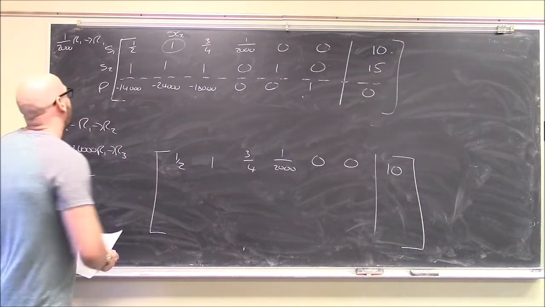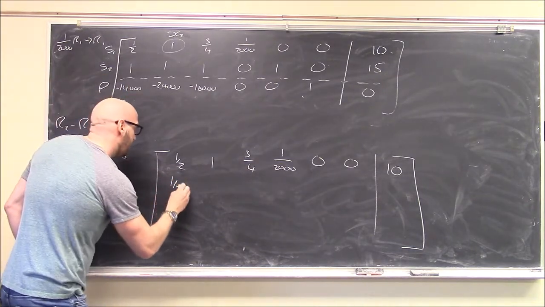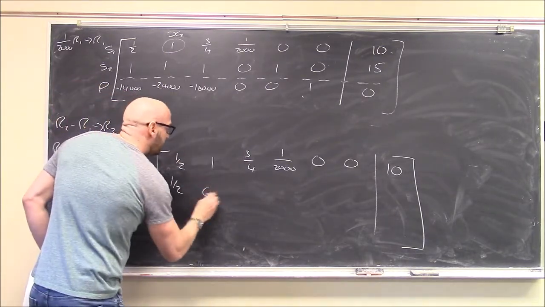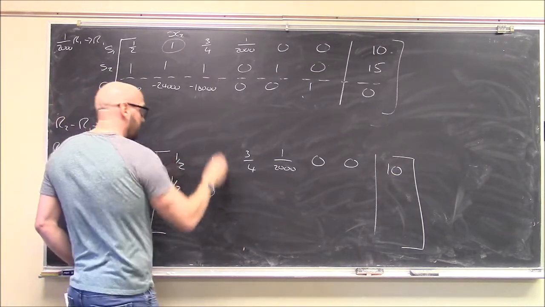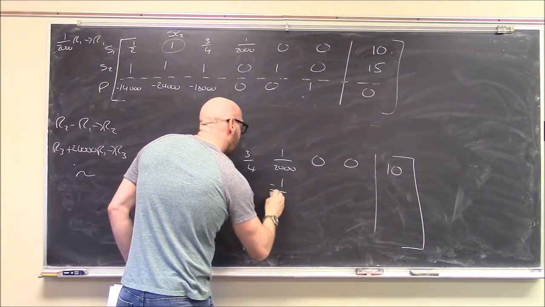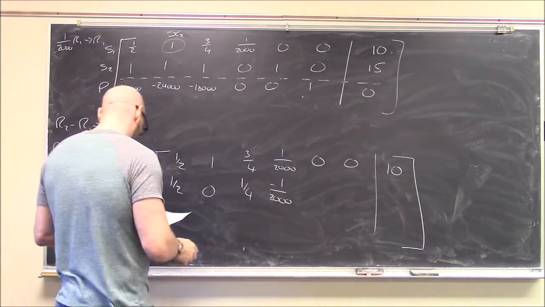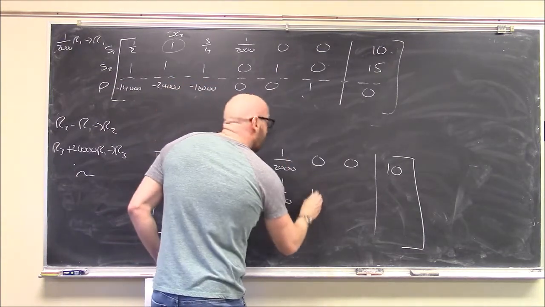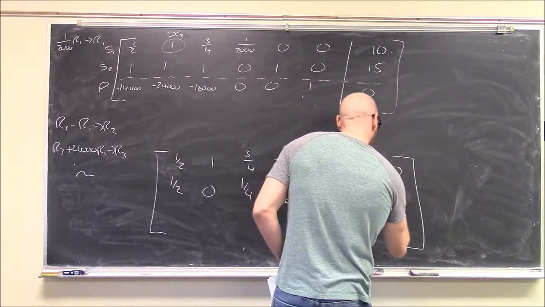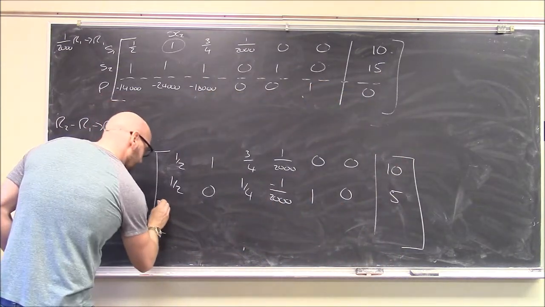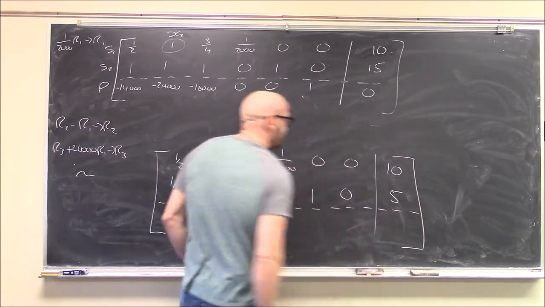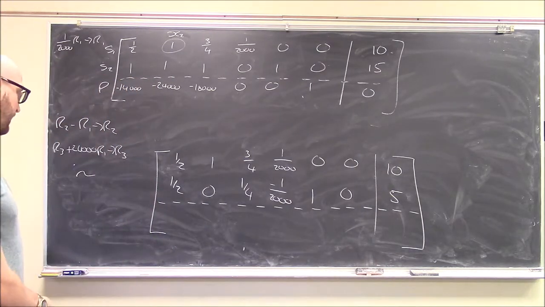Row 2 minus row 1. 1 minus 1/2, 1/2. 1 minus 1, 0, just like I wanted. 1 minus 3/4, 1/4. 0 minus 1 over 2,000 is minus 1 over 2,000. 1 minus 0 is 1. 0 minus 0 is 0. 15 minus 10 is 5. Awesome.